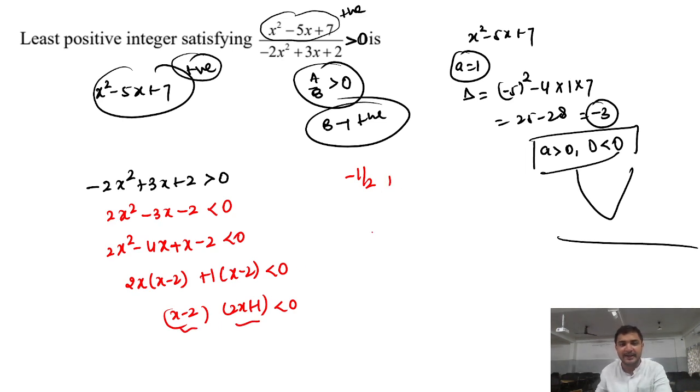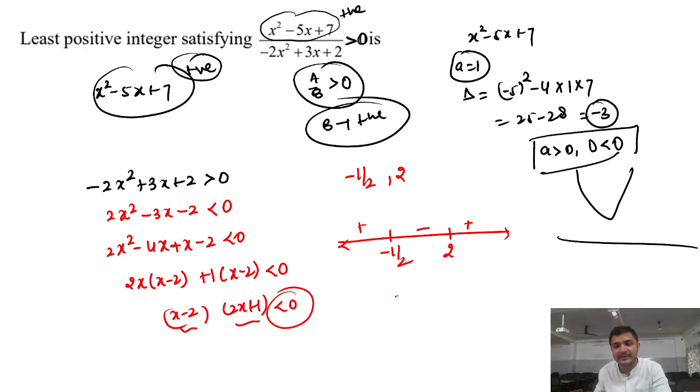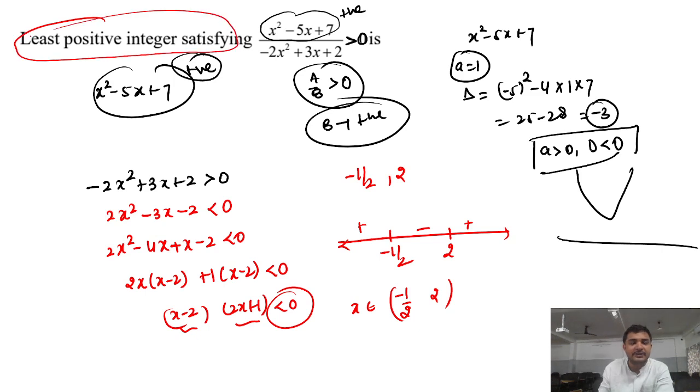And from here we'll be getting x equal to 2. Plot them on the number line: minus 1 by 2, 2. Plus, minus, plus. What are they expecting from us? Less than 0. In that case, what can I say? Our range will be minus 1 by 2 to 2. Right? Okay. If it is so, now what are they asking? Least positive integer. Least positive. So from minus 1 by 2 to 2, we have integers 0 and 1.